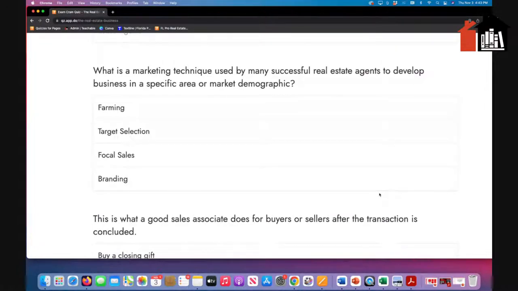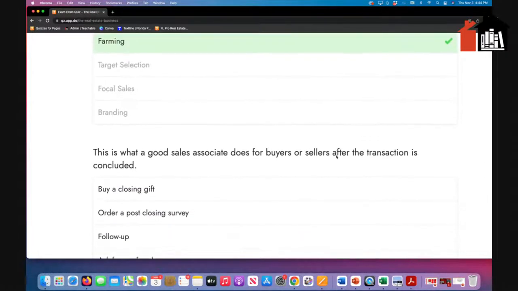What is a marketing technique used by many successful real estate agents to develop business in a specific market or demographic? Anybody tell me what that one is? Good job, Haley. You got that one right. The last one. Anybody tell me what this answer is. What is the marketing technique used by many successful real estate agents to develop businesses in a specific area or market? Nice job. Way to go. Priyanka, good job. Donna, way to go. Krista, very good. Okay, that's going to be farming. Excellent job, farming.